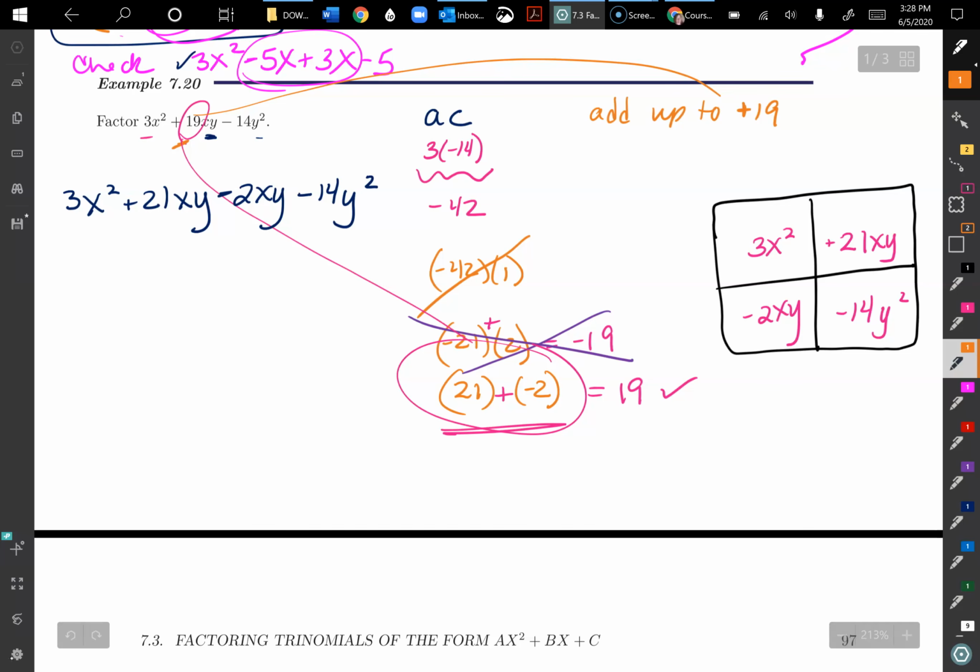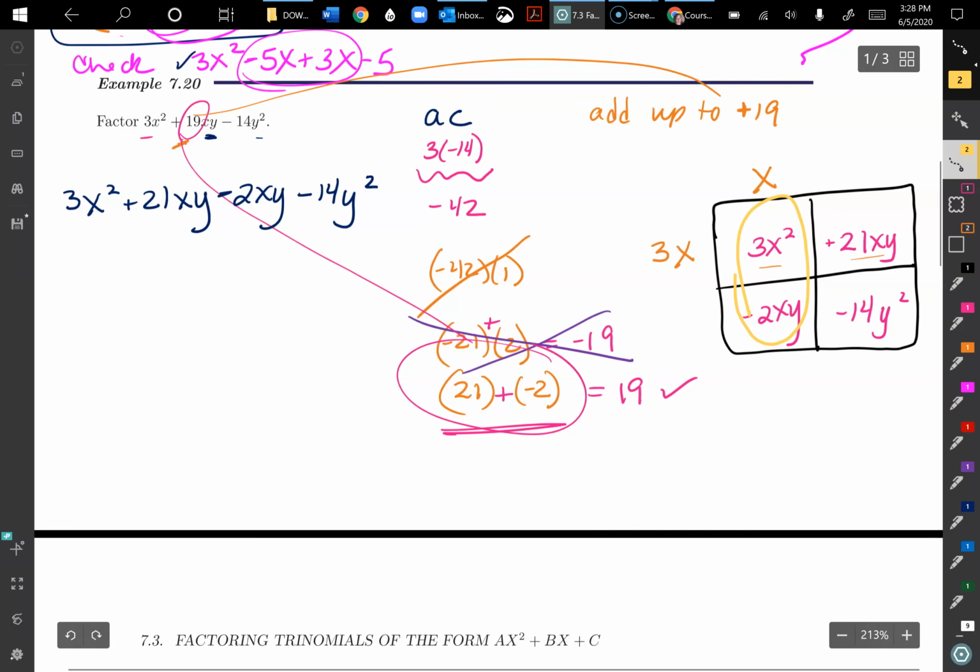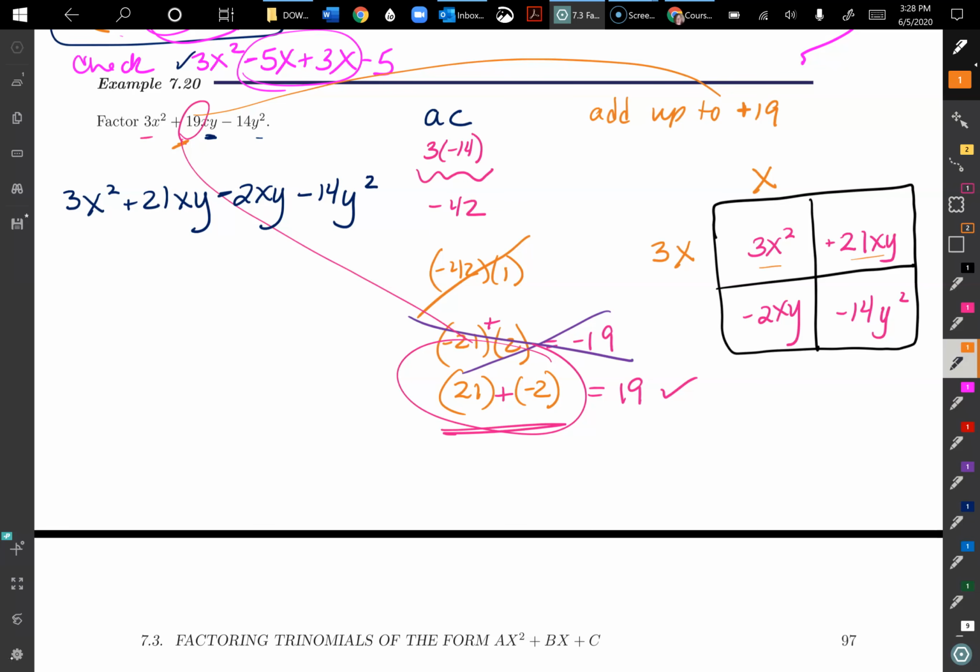So now I'm going to look at what's common to this first row. So I have 3x squared and I have a 21xy. So I can pull out a 3x on that. And then I know 3x times what gives me 3x squared. So I know an x will go up top there. I can also look at now what's common here. So once I get one, it helps me a lot. But it would just be the x, right? So if I need to get this back, x times what equals negative 2xy, I could put in there a negative 2y.